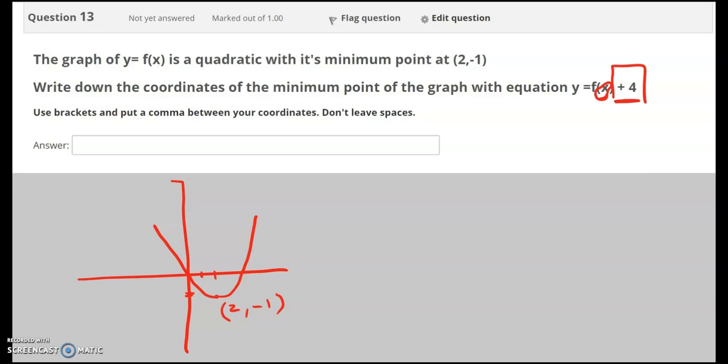So we go 1 to get to 0, 2, 3, 4. So this would be 3. So y would be equal to 3. So the coordinates would be (2, 3). The graph will have a shape like this. So use brackets and put a comma. We'd have it like this. And that's the final answer.